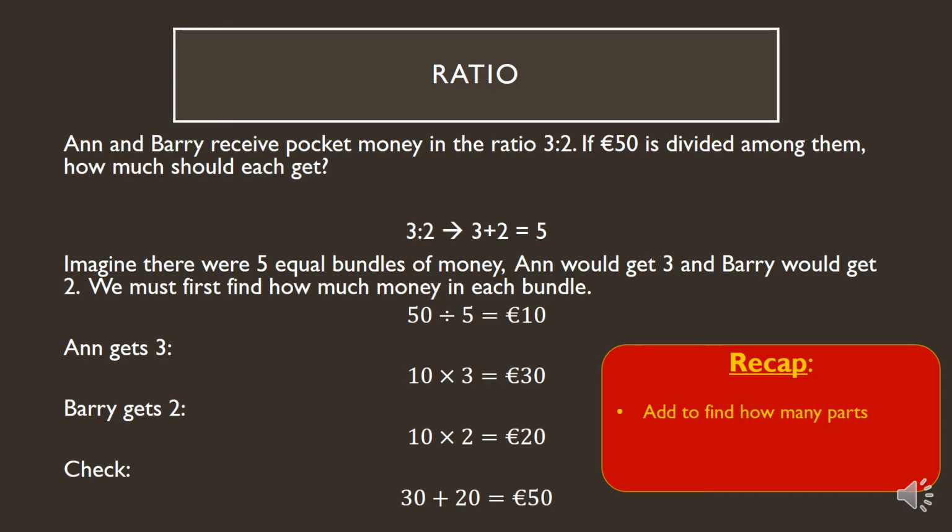So you add the numbers of the ratio to find how many parts. That's 3 plus 2 give 5. You divide to find one part. And then you multiply to find the shares for each.